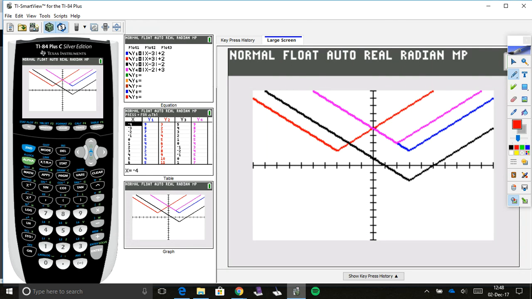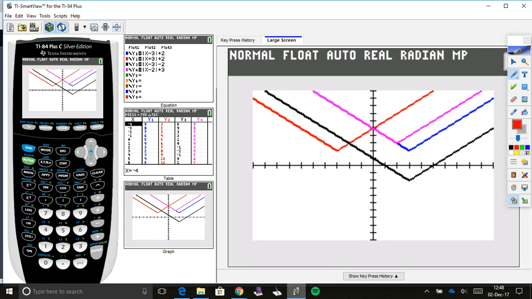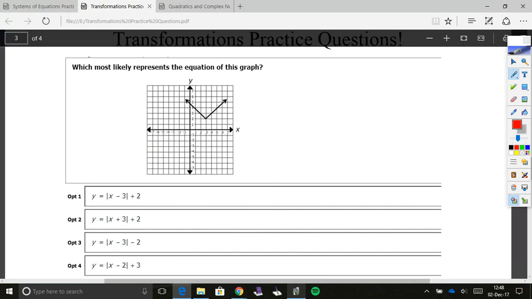The blue one looks like it's gone over 3 and up 2. And on this graph, it's gone over 3 and up 2. So it's definitely the blue graph, which is the graph that came first. And that is option 1, the x minus 3 plus 2.